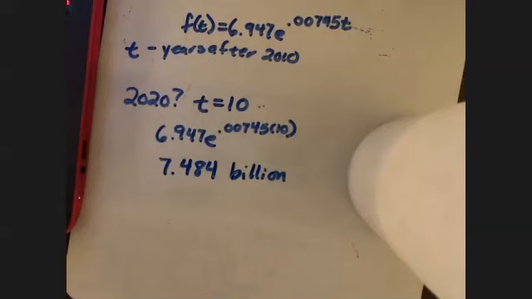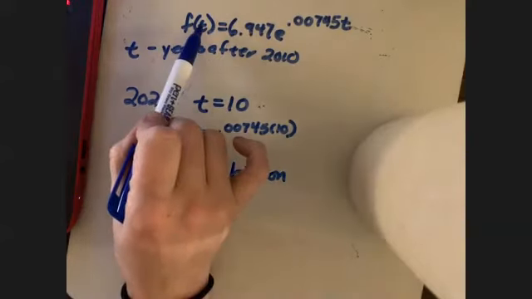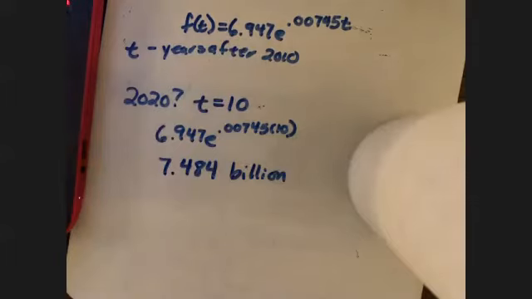Now, they can do the same thing where they ask, when will it reach a particular amount? 8 billion, 9 billion, whatever. You're going to plug that in, and that is the same method that we have seen solved beforehand, okay?